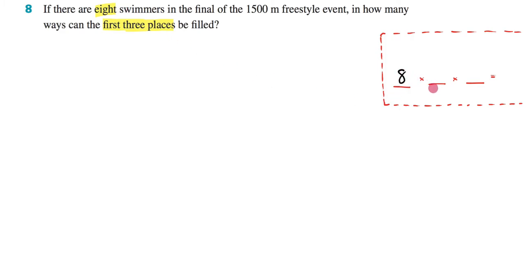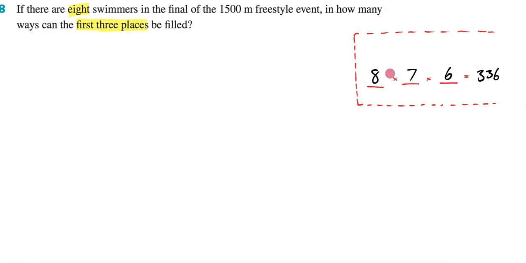Then we could say, well, how many people could come second? Well, one person has to come first, so that means there are 7 people. And how many could come third? Well, 2 spots have already been filled, so that means it's going to be 6. And then if we go 8 times 7 times 6, that's 336. That right there will be our answer. So let's actually highlight that.